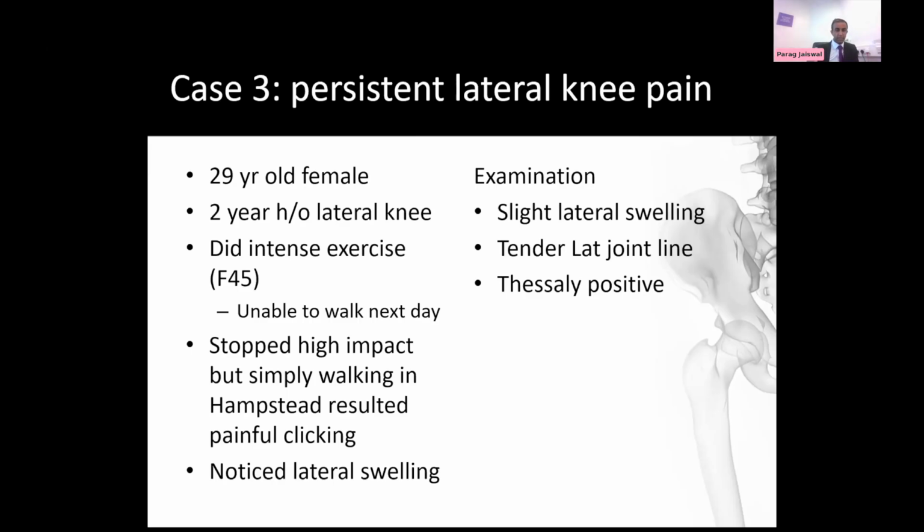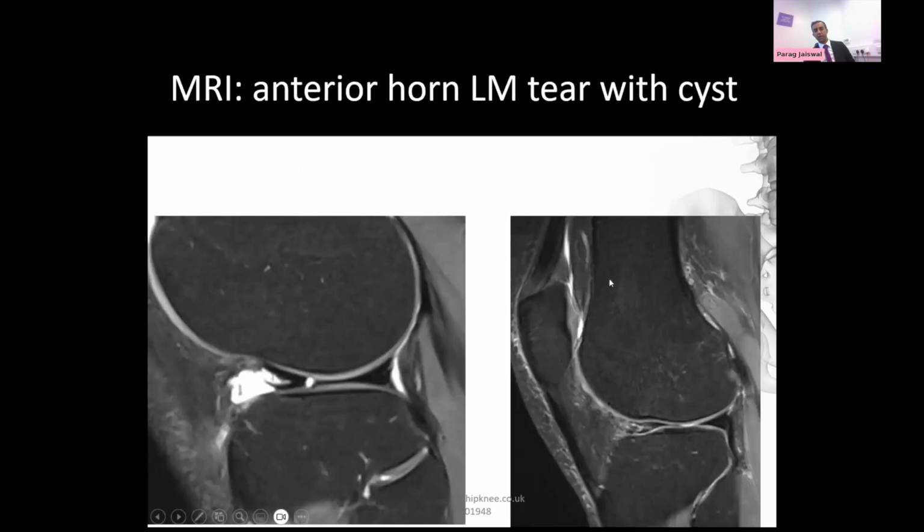So she stopped her high impact work, and then she's just simply walking in hilly Hampstead, and this resulted in painful clicking, and she noticed a lateral swelling. Everything else was unremarkable in terms of a history. Examination revealed slight lateral swelling, but nothing significant. A tender lateral joint line and the Thessaly test was positive. And this was an MRI scan.